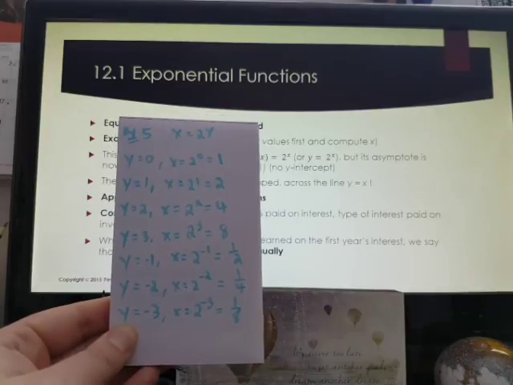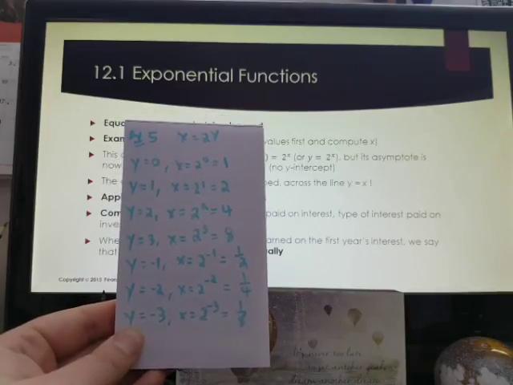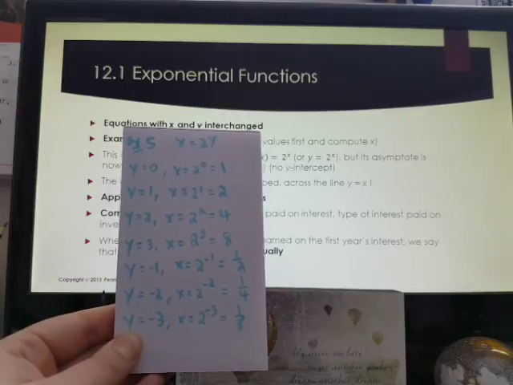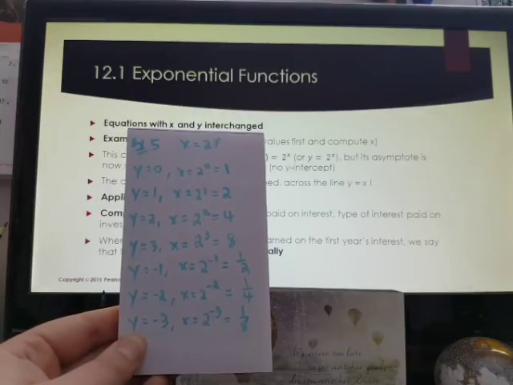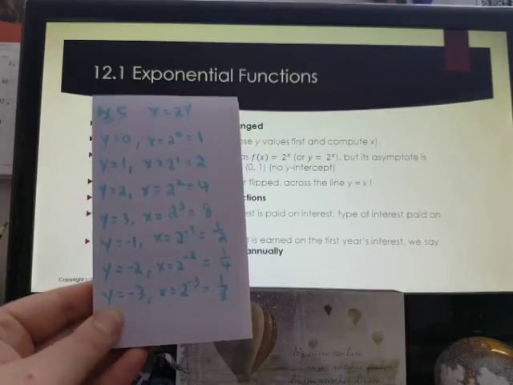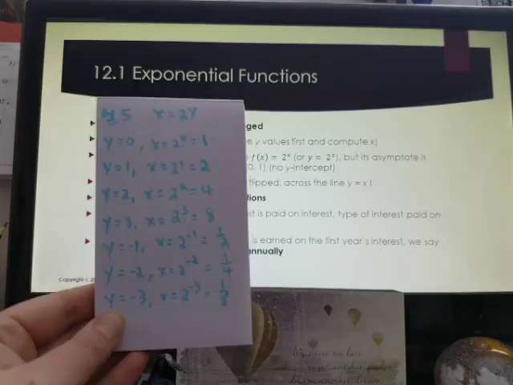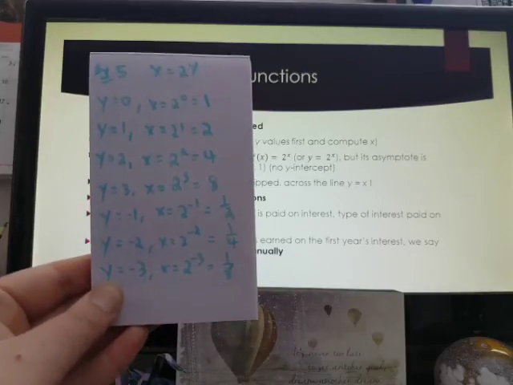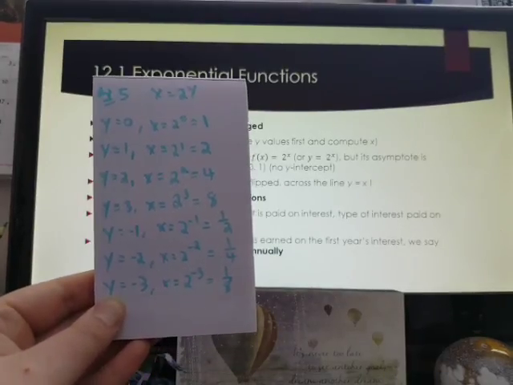So if your y is equal to 0, if you plug it into that equation, x equals 2 to the y, you're going to get x equals 2 to the 0, which is 1. If you have y equals 1, you're going to get x equals 2 to the 1, which is 2. If you have y equals 2, you're going to get x equals 2 to the 2, which is 4. So you'll see we're actually getting the same values here as we did before. We're getting our 1, our 2, our 4, our 8, our 1/2, our 1/4, and our 1/8.